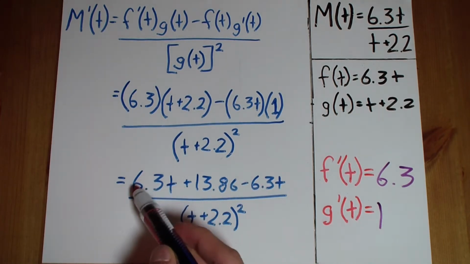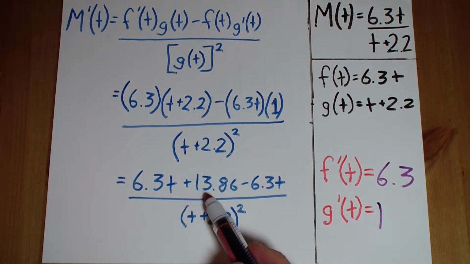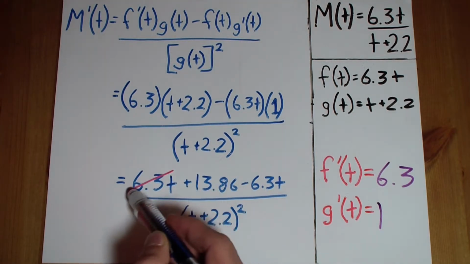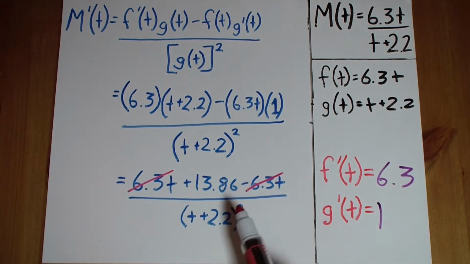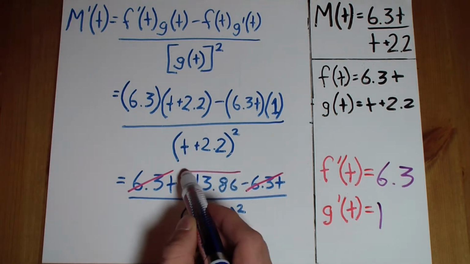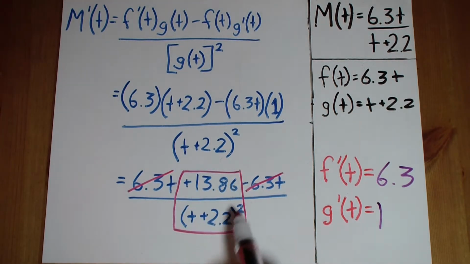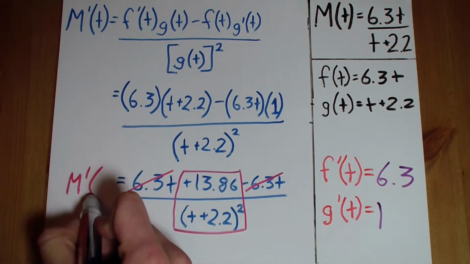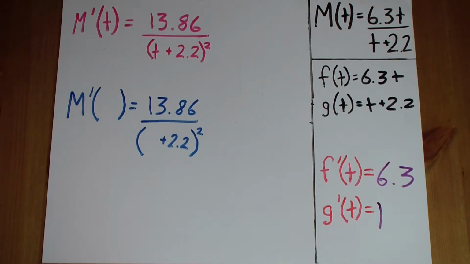You'll see here that you have 6.3t plus 13.86 minus 6.3t. The 6.3t's cancel out, leaving the final equation to be 13.86 over (t plus 2.2) to the power of 2. That is our first derivative equation. Now that we have the equation for the first derivative, we can solve the problem.